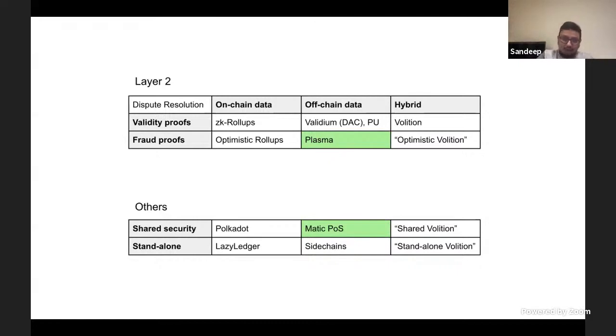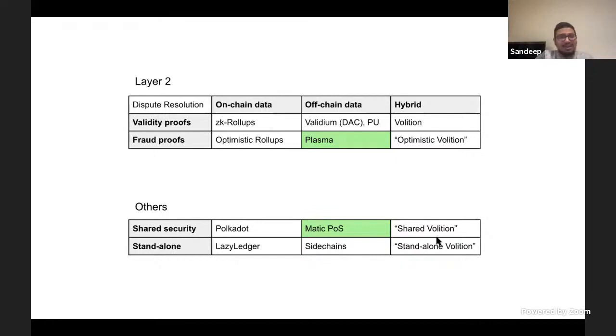So with Polygon, we are coming out with something called Polygon SDK in some time, which will be something like what you have with Substrate in the Polkadot ecosystem, or Cosmos SDK in the Cosmos ecosystem, wherein you can spawn off these Ethereum compatible or EVM compatible chains, which can then work on top of Ethereum, or readily connect to Ethereum.